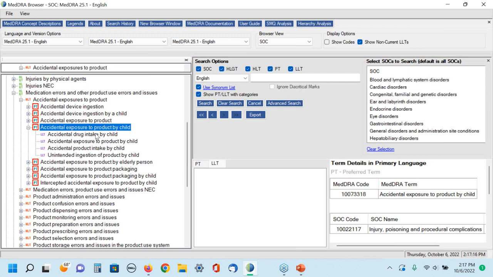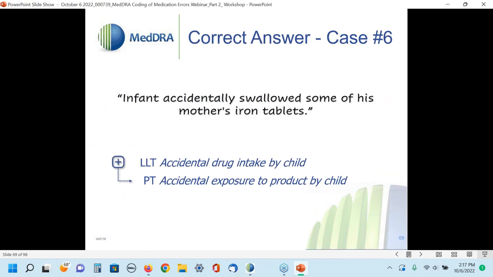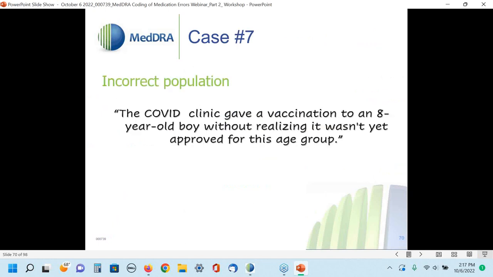We didn't have an ingestion term that was also including the concept of a child. So I used drug intake by child as the best one that captures accidental, that it was a drug that was taken in, and it was a child that took it in. And so going then back to these, accidental drug intake by child is the correct answer from my estimate. Now, let's move on and try and get through these last three, and then we'll open up for questions.